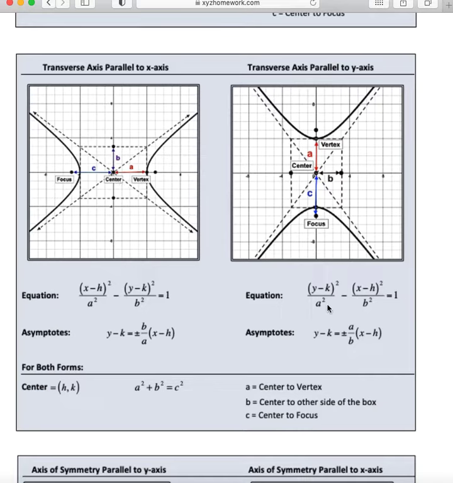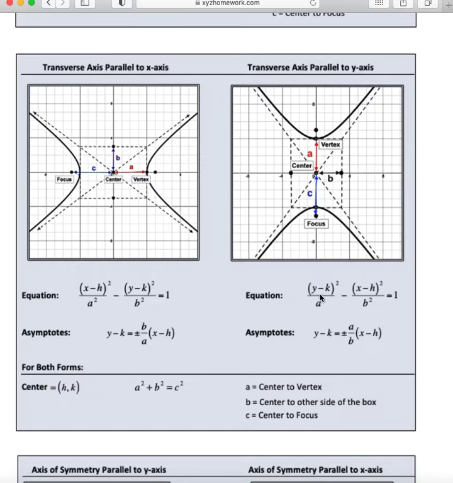It's actually easier from the equations because A is always the first number and B is always the second number, regardless of which direction these are running. It's the x and the y that swap places, and that's what tells you is it up and down or left and right.